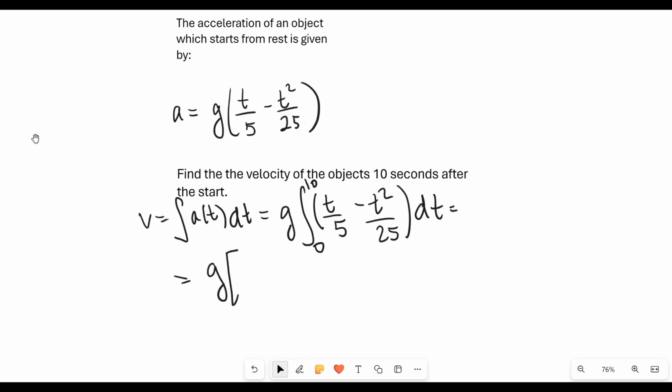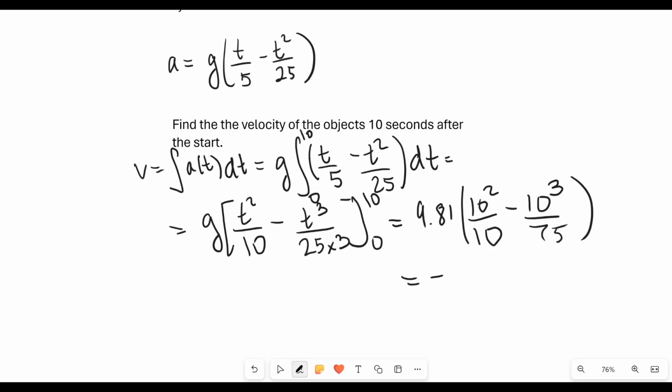Integrating this, we're going to get t squared over 2 times 5, which is just 10, take away t to the power of 3 over 25 times 3, which is just 75, and this integral is going to be evaluated between 0 and 10. This will give me around minus 32.7 meters per second at t equals 10 seconds.